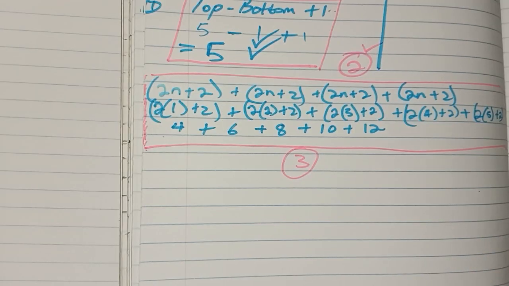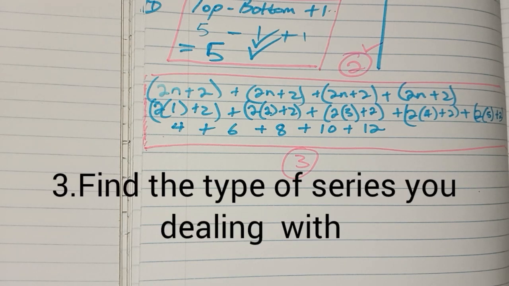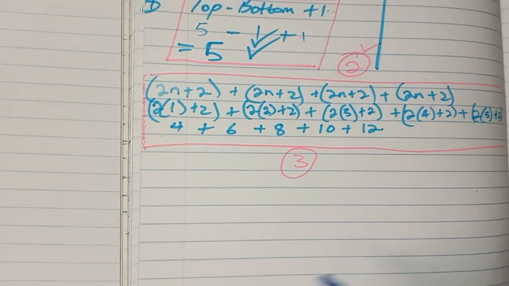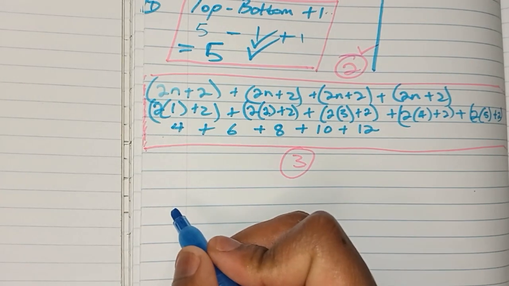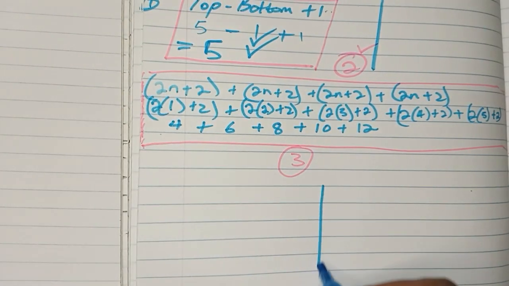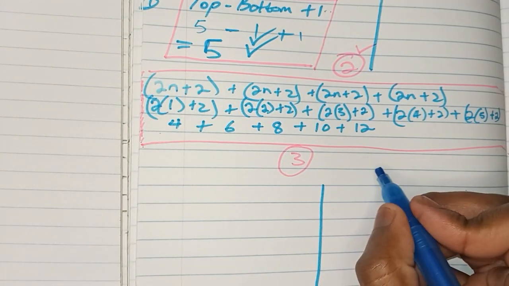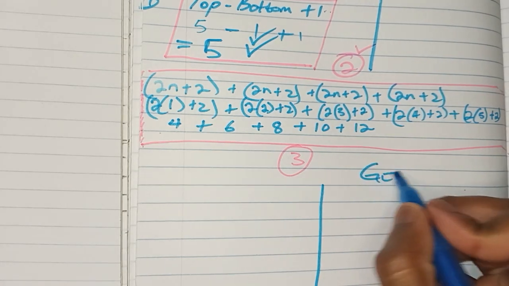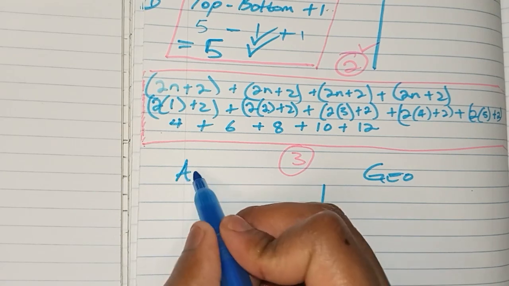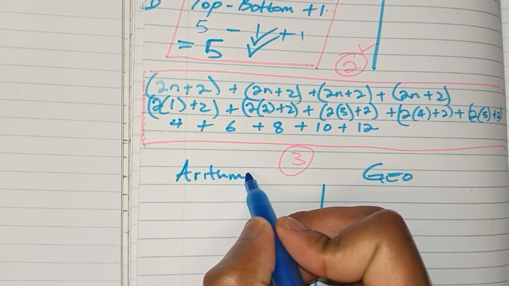Now for the last step, we are going to try to identify if this one is a geometric series or if it's an arithmetic series, right? So how do we do that? We know that for arithmetic series, we have the difference, and for geometric series we have what we call the constant ratio. So let me do this side. We are trying to find if maybe it's a geometric, and this side we are trying to find out if maybe it's an arithmetic, right?